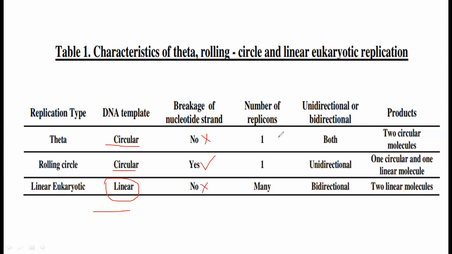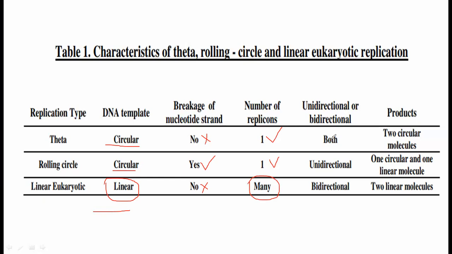Number of replicons: how many? What is a replicon? It is the origin of replication, a position where the replication starts. That we call a replicon. In theta, we have only one. That means prokaryotes, remember, have only one replicon, meaning only one origin of replication, as we saw in theta replication. And in rolling cycle, only one point where replication starts. However, in eukaryotes, it is many.